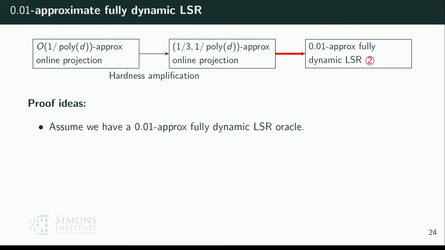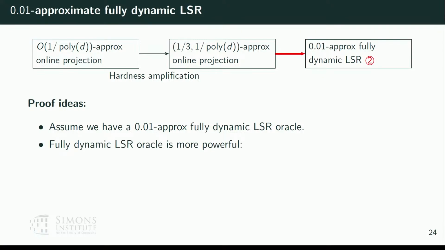So we wanted to solve some online projection problem where our matrix is a projection matrix, and then we wanted to output some vector that has some constant relative error and then 1/poly additive error. And now we assume that we have a constant approximation but fully dynamic least square regression oracle.